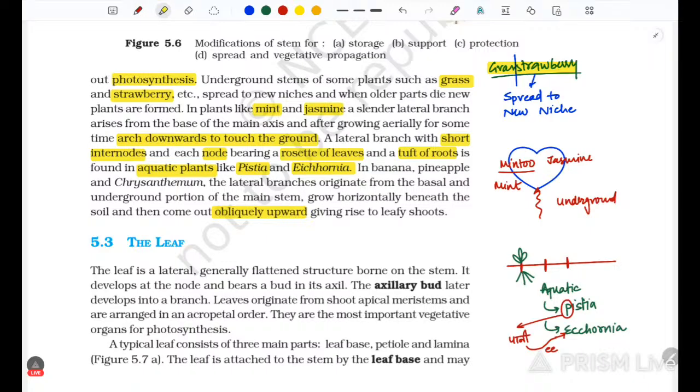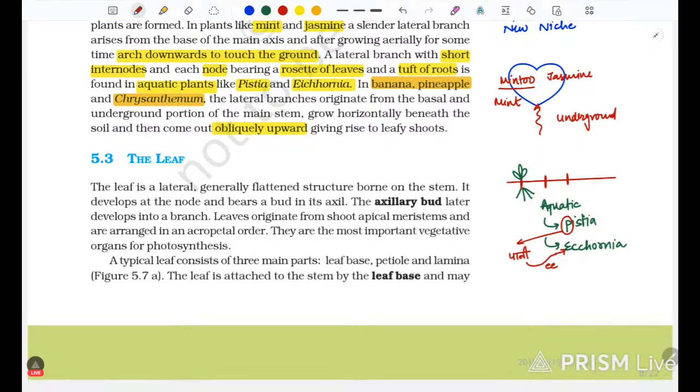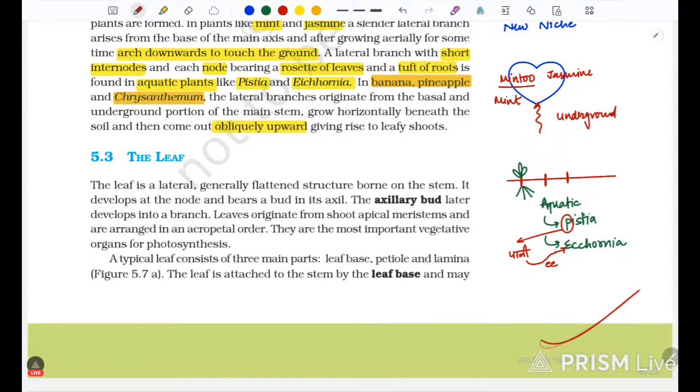Okay, coming obliquely upwards, which is going to give rise to leafy shoots, or simply obliquely upwards. Which ones come obliquely upwards? They are banana, pineapple, chrysanthemum, coming obliquely upwards like this.